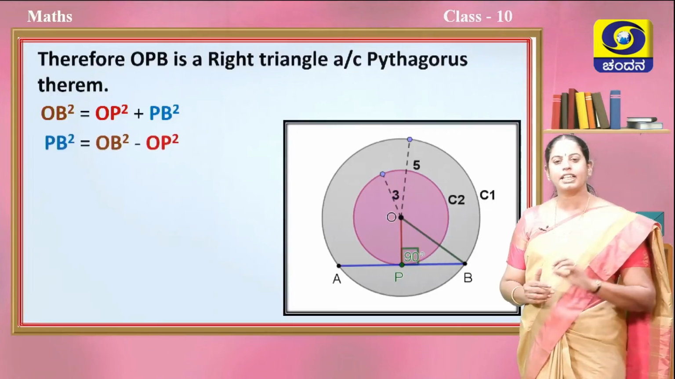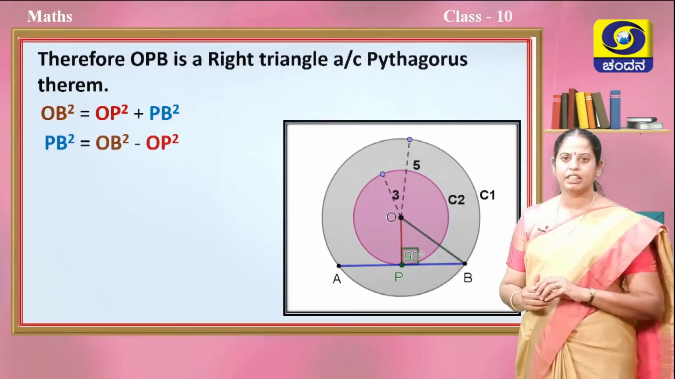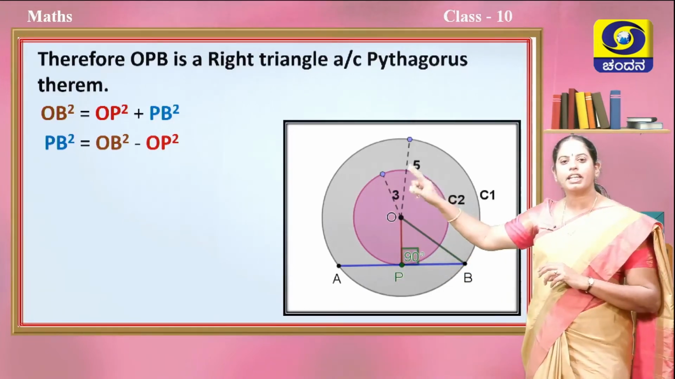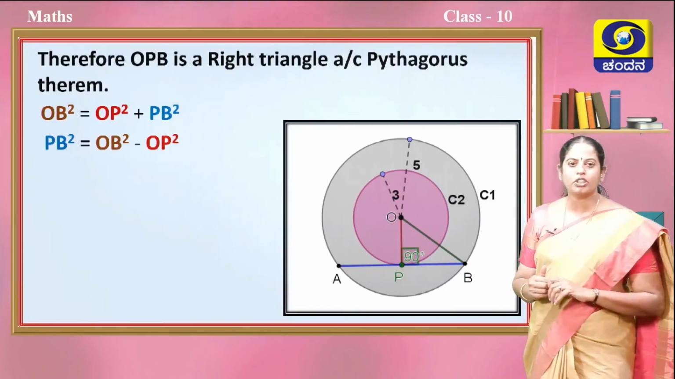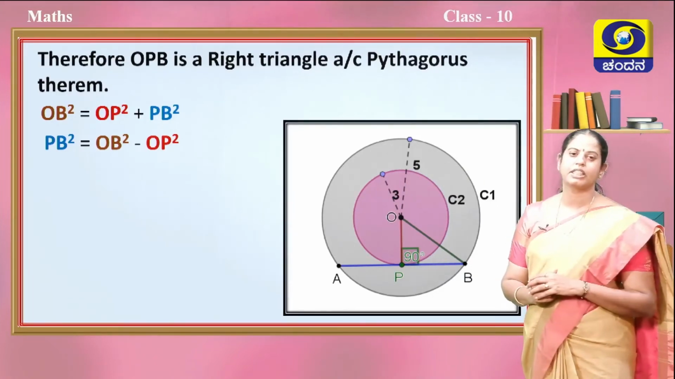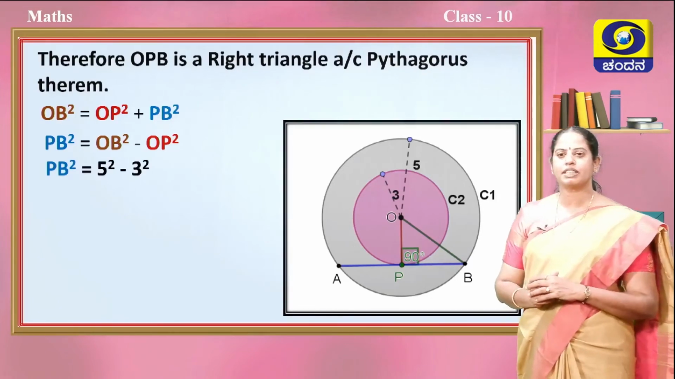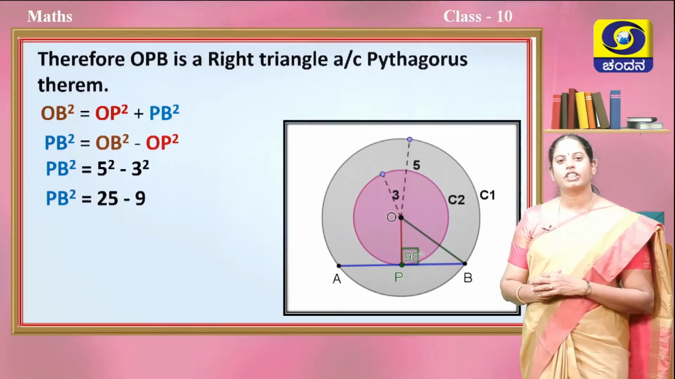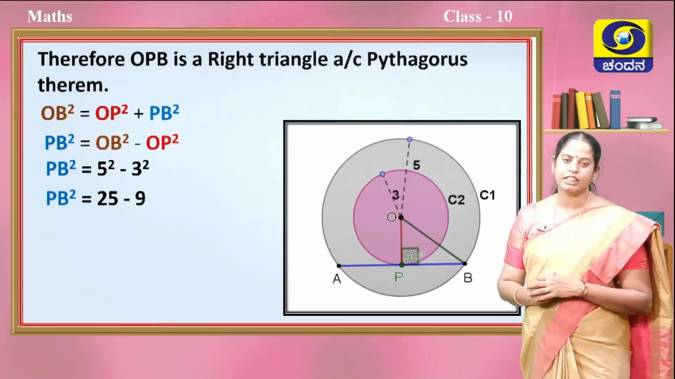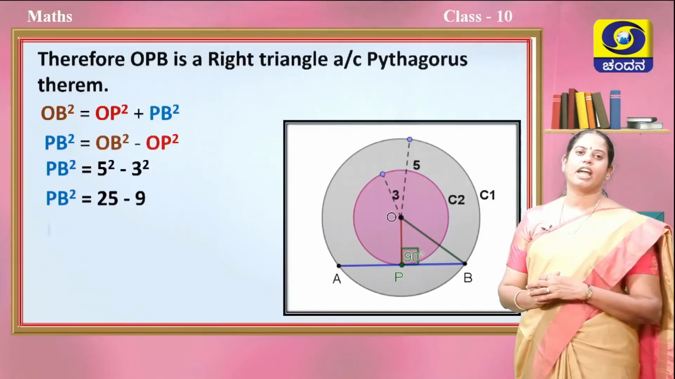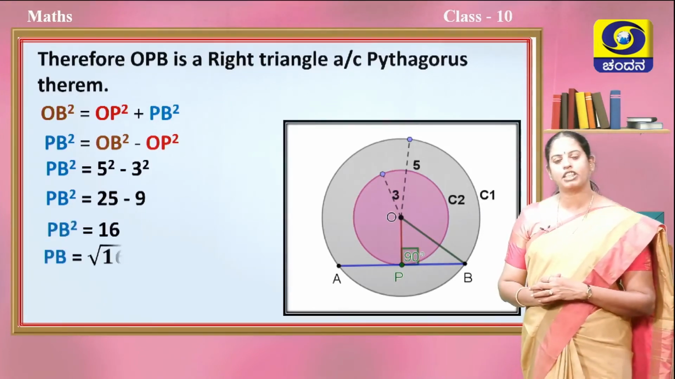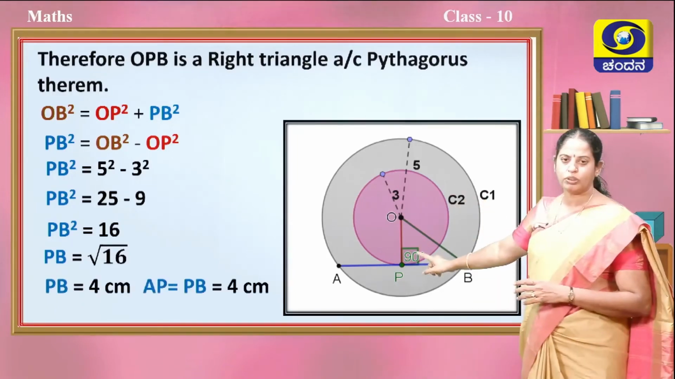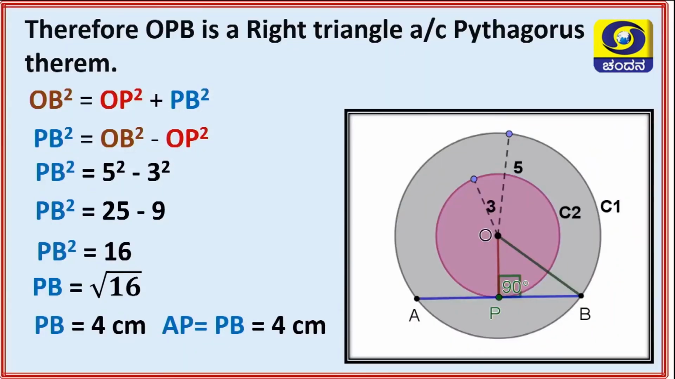OP is the radius of the smaller circle, OB is the radius of the larger circle. We need to find PB. Hence, rearranging the statement, PB square equals OB square minus OP square. That means PB square equals 5 square minus 3 square. On simplification, PB square equals 25 minus 9, which gives PB square equals 16. Taking square root on both the sides, we have PB equals plus or minus 4. Since it is length, we take only the positive root of 16, that is PB equals 4 centimeter.